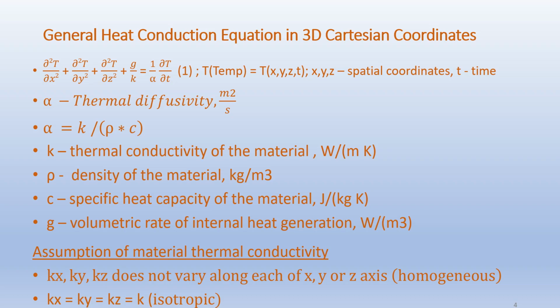Alpha is the material property called thermal diffusivity and is given in meter square per second. Alpha equals K over rho C. Here K is the thermal conductivity of the material in watts per meter Kelvin, rho is the density of the material in kilograms per meter cube, C is the specific heat capacity of the material in joules per kilogram Kelvin, and G is the volumetric rate of internal heat generation in watts per meter cube. We assume that the material thermal conductivity is homogeneous and isotropic in the medium. Accordingly, the thermal conductivity is uniform over the entire medium.